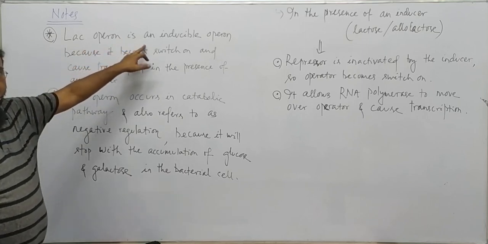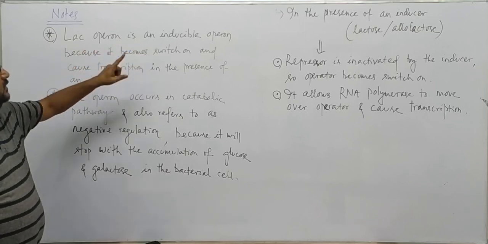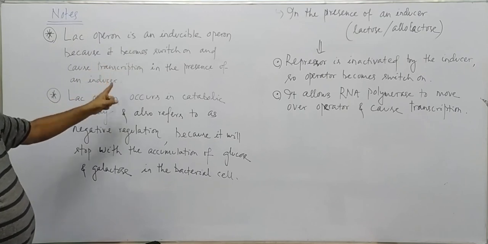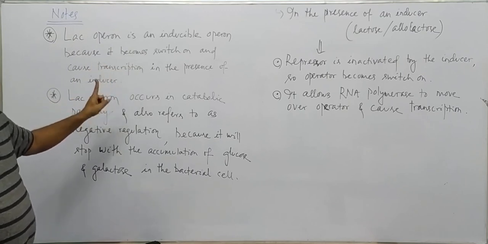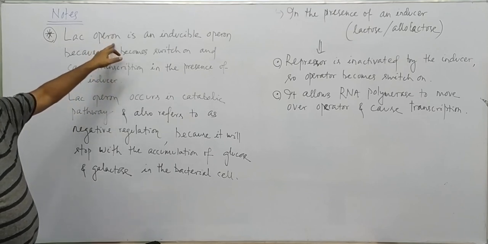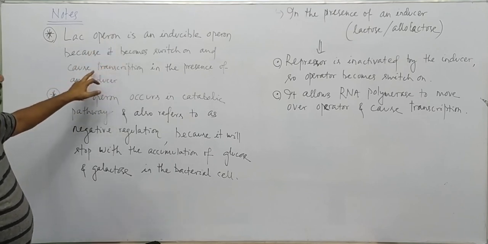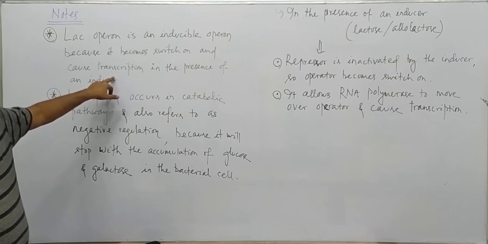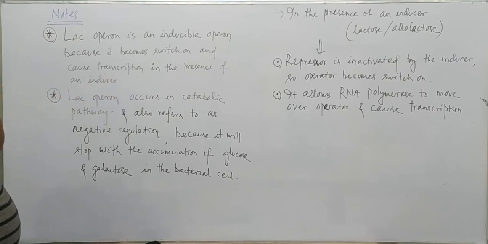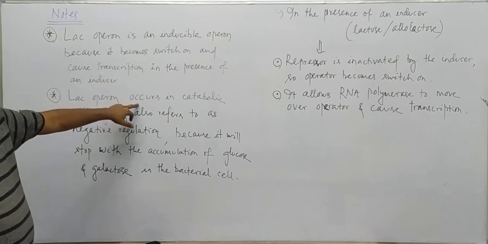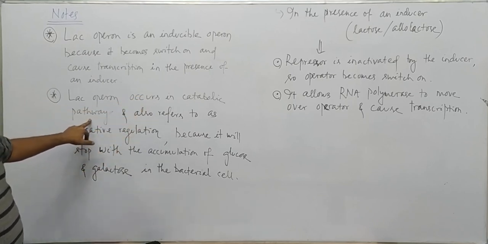So why is it called an inducible operon? Because it becomes switched on in the presence of an inducer. So when the inducer comes in, it will induce the operon. The operon becomes switched on and the transcription begins. That's why it is called an inducible operon. And also it acts in the catabolic pathway.